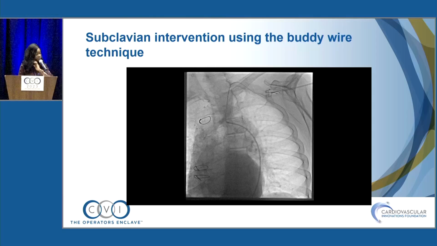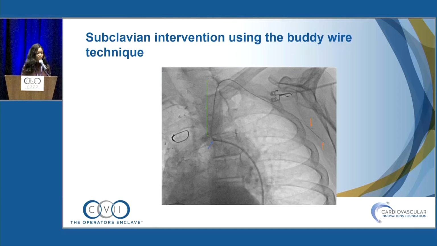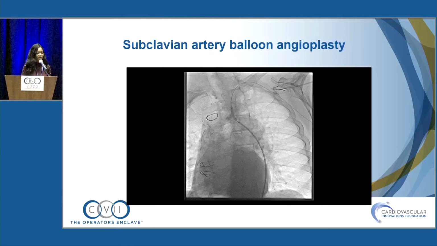So the intervention was pretty complex. Initially, we used a VTK wire, VTK catheter, but then it wasn't successful. Then we changed to a JR catheter, and we used the buddy wire technique using two 014s, before we changed to an 035. So I'll just proceed to show our procedure as we went through it.